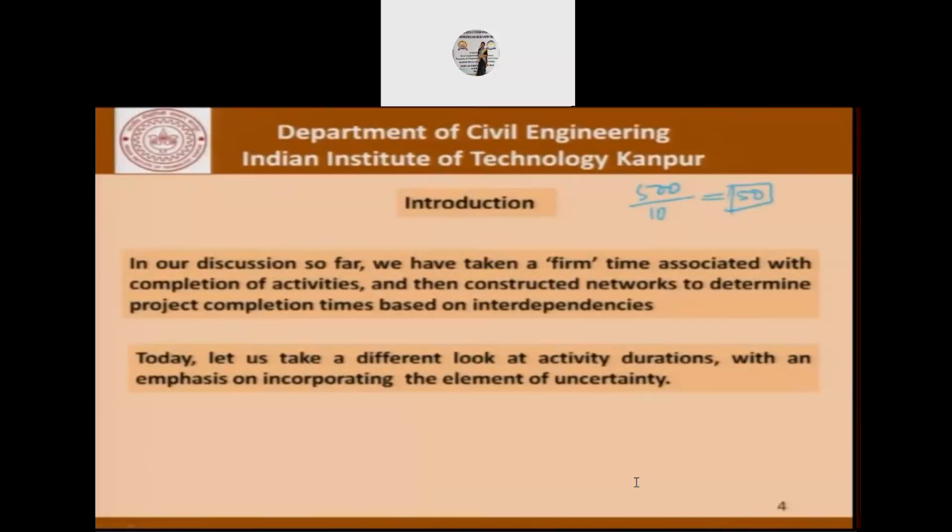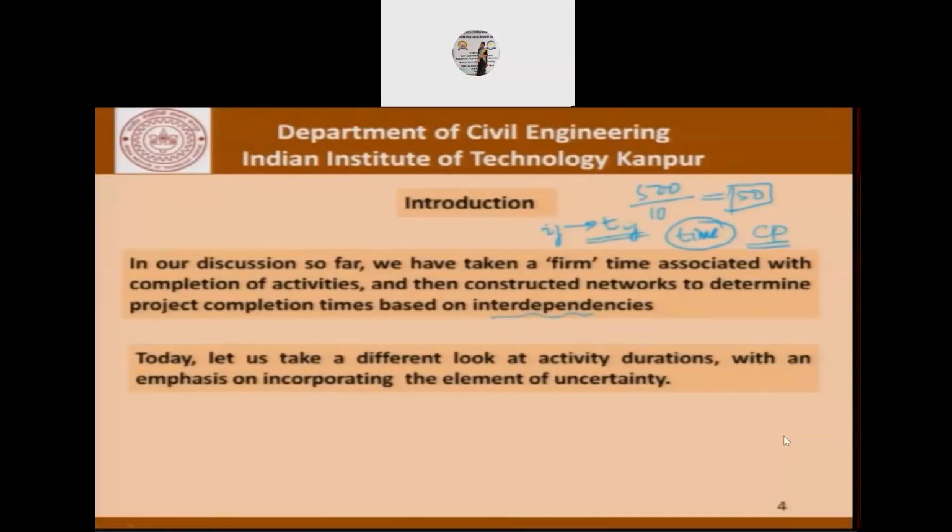And then in the last class we constructed a slightly different, more elaborate network, and illustrated the concept of critical path. That is the path which needs to be monitored more regularly and more continuously than the others, and no slippage can be allowed. But in any case, when the interdependencies were taken into account, the time associated was taken to be firm. For an activity ij, it was known that it will be completed in a time of Tij.